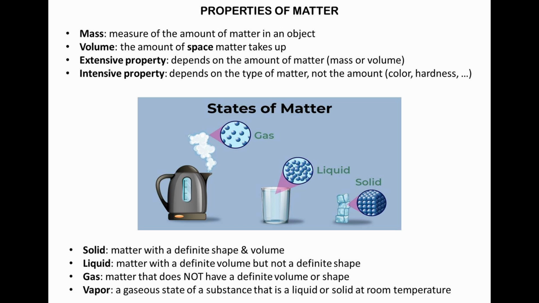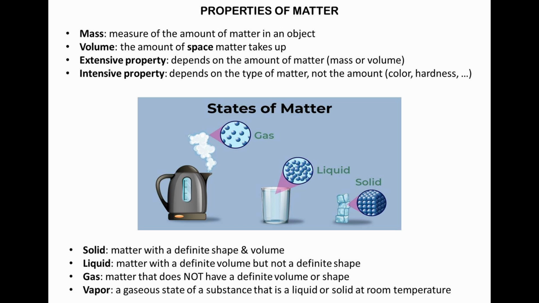What properties do you observe when you examine matter? Mass is a measure of the amount of matter in an object. Volume is the amount of space matter takes up. Both mass and volume are extensive properties. Extensive properties depend on the amount of matter, mass or volume.